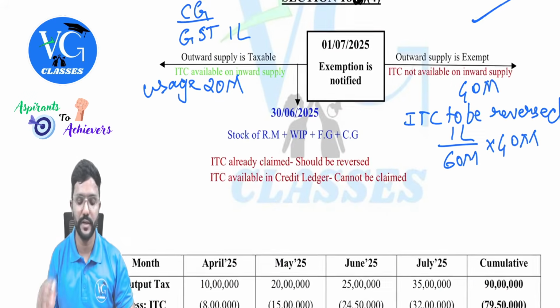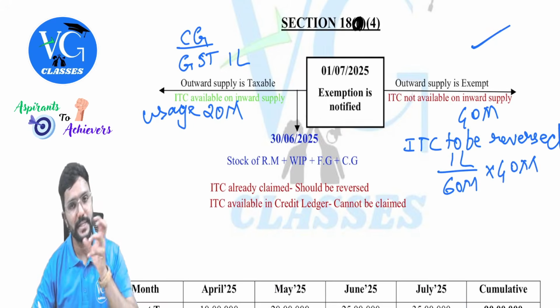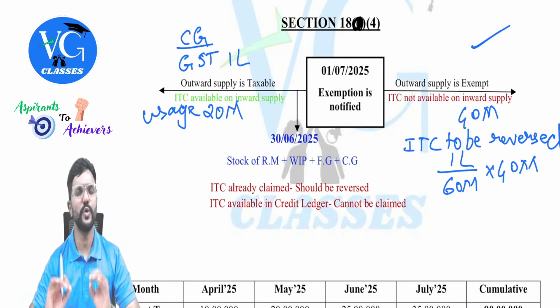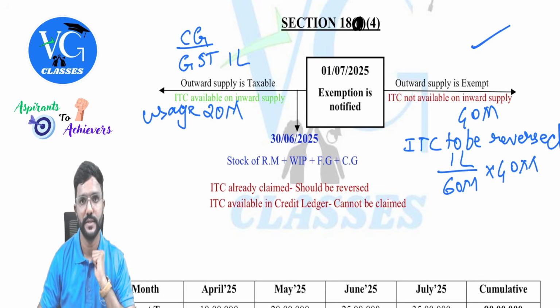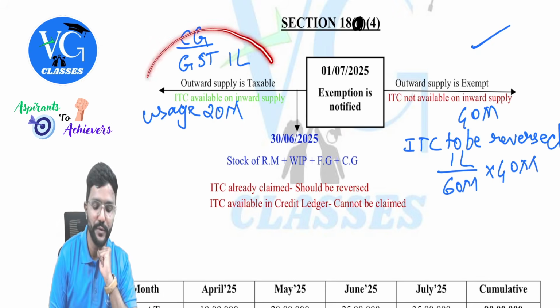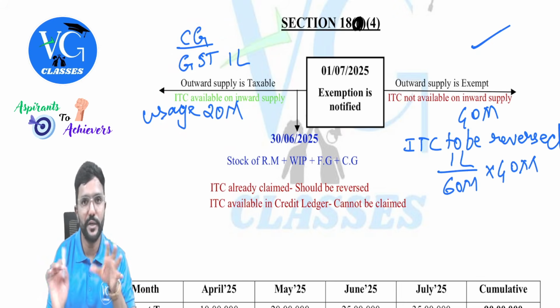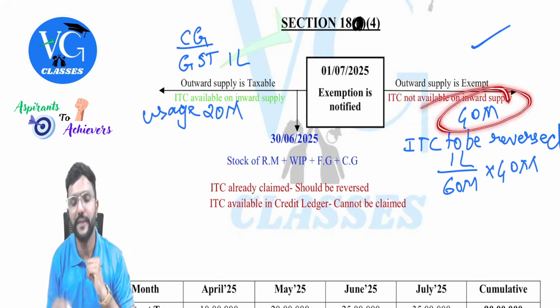But should I reverse full credit? No. They told for 18 subsection 4, consider the total useful life of a capital goods is 5 years, which is equal to 60 months. And check how much you already used. That much you need not reverse. Only for the remaining life you need to reverse.